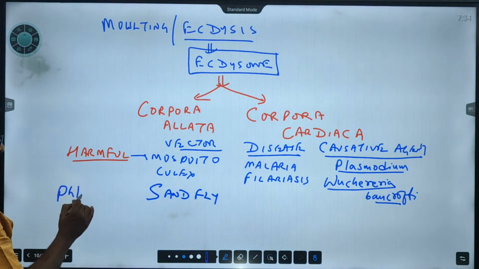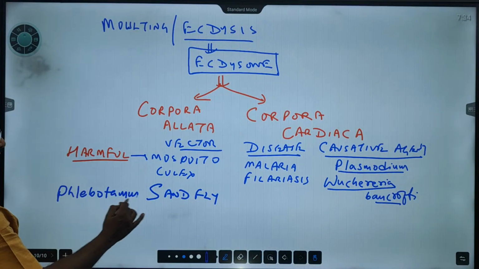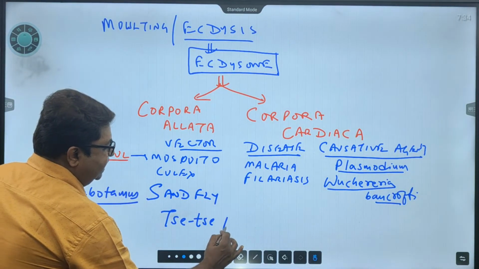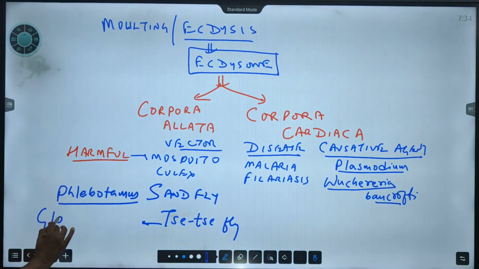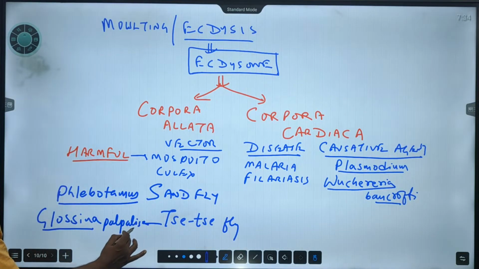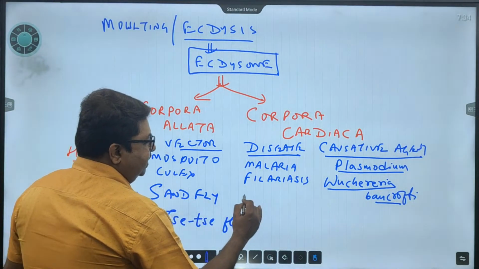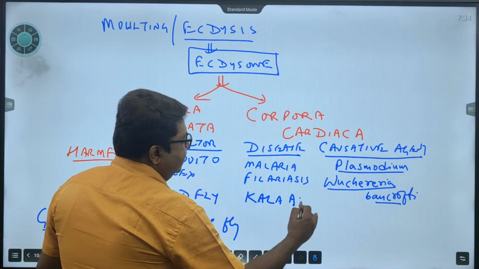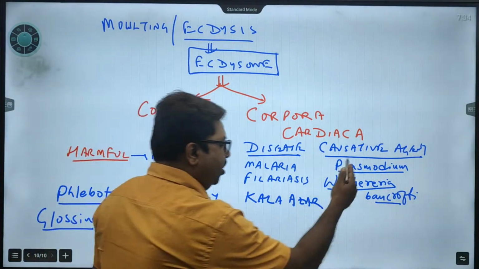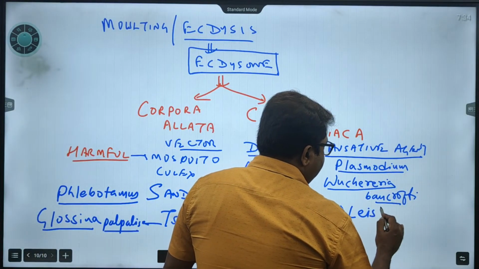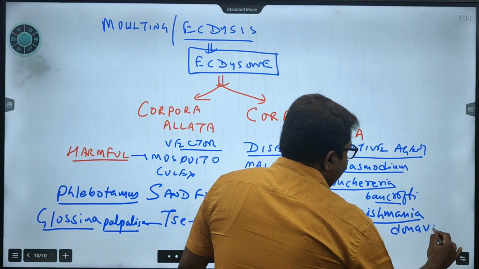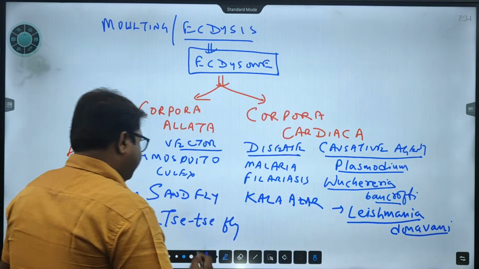Scientific name क्या है? Phlebotomus. Very good. और एक का नाम क्या है? Tsetse fly. Scientific name बोलो. Glossina palpalis. Sand fly causes the disease called kala-azar. Tell me the causative agent. Leishmania donovani. Leishmania donovani.